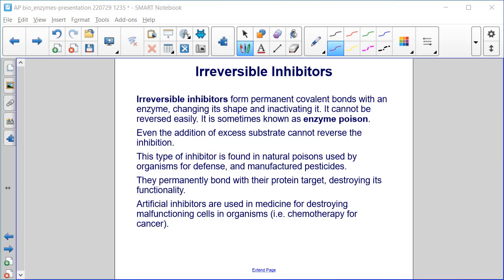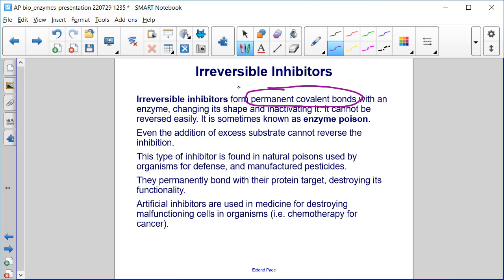Irreversible inhibitors. Irreversible inhibitors form permanent covalent bonds with an enzyme, changing its shape and inactivating it. It cannot be reversed easily. It is sometimes known as enzyme poison. Even the addition of excess substrate cannot reverse the inhibition.